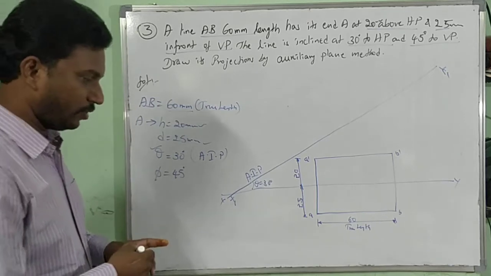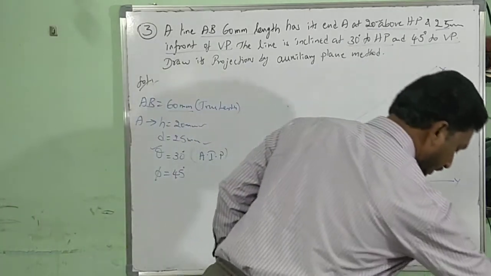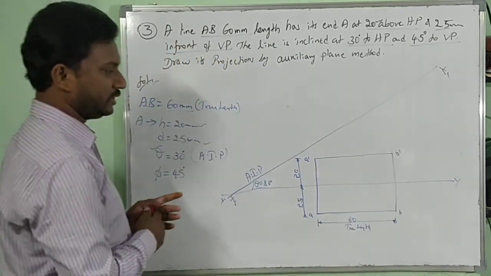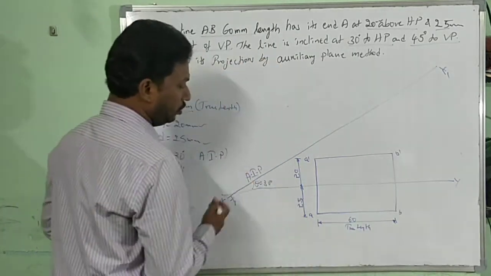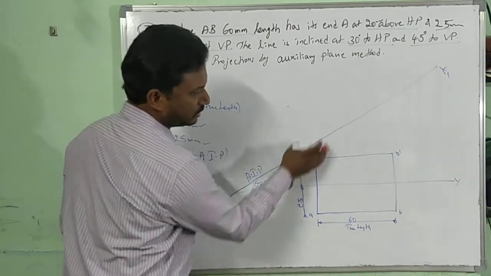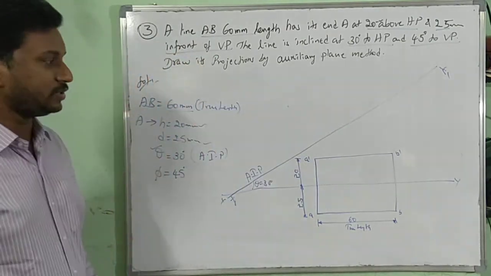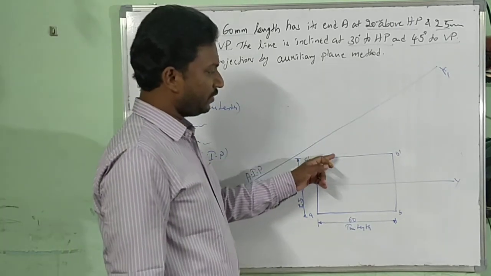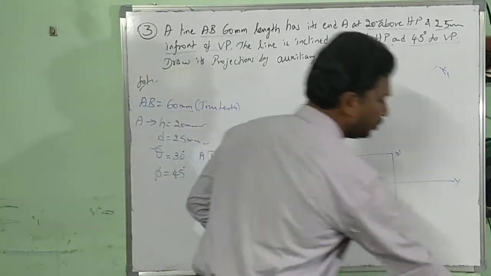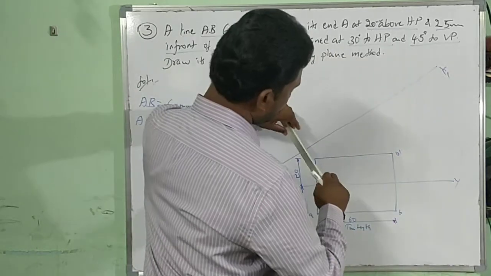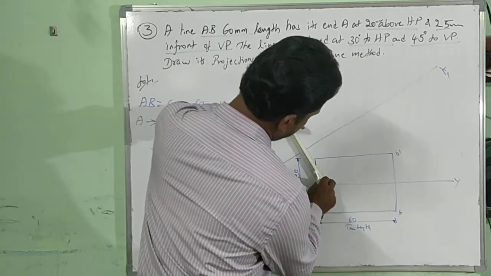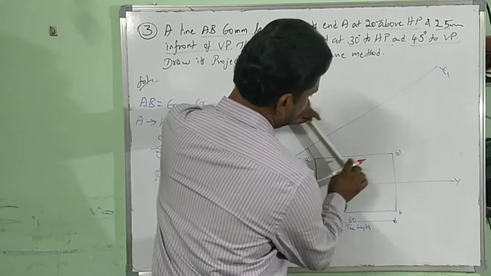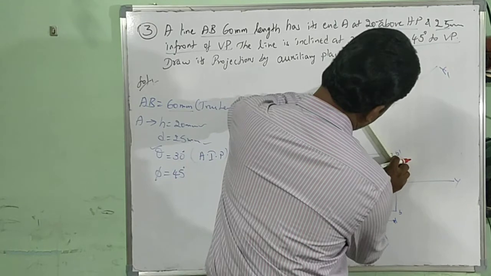For the auxiliary inclined plane, what will we get? Auxiliary top view. How will you get the auxiliary top view? You remember, for the new X1, Y1, you are supposed to draw the perpendicular projector for the adjacent view. For this X1, Y1, the adjacent view is the front view. You are supposed to draw perpendicular lines from A dash and from B dash.